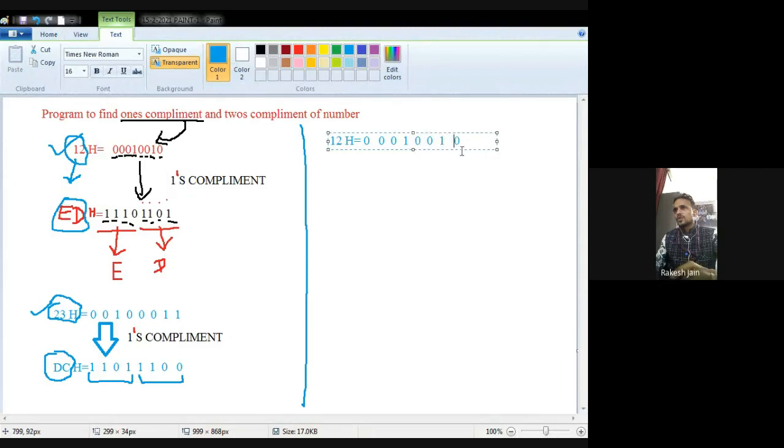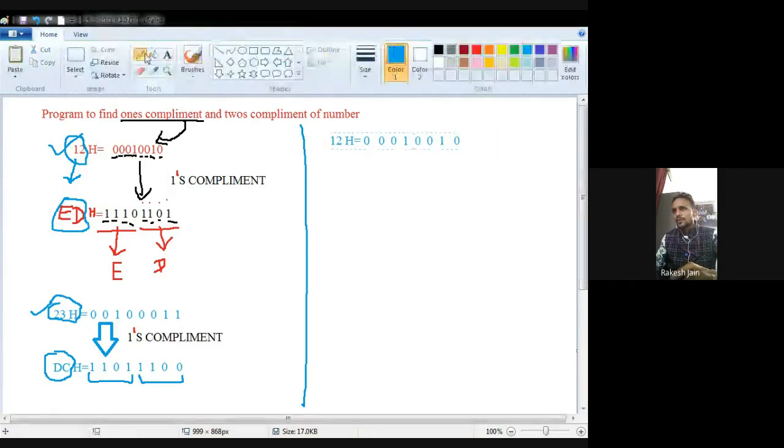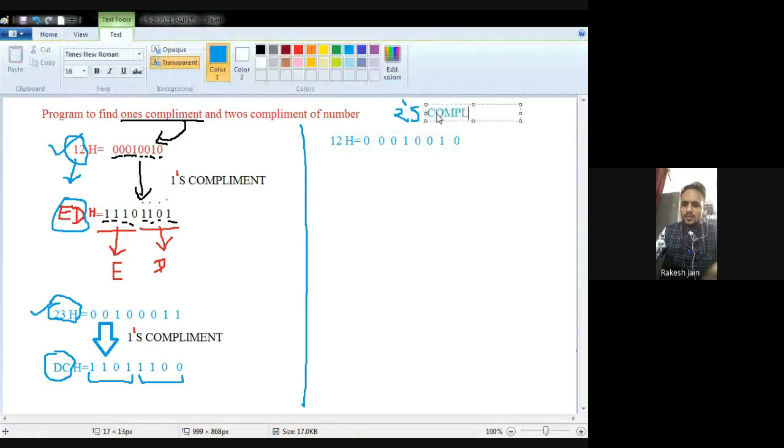Now first of all, what is the meaning of 2's complement? This is 2's complement, TWOS, or you can write down mathematically 2NS. So 2's complement is nothing. It is equal to 1's complement plus 1. 1's complement plus 1 only.